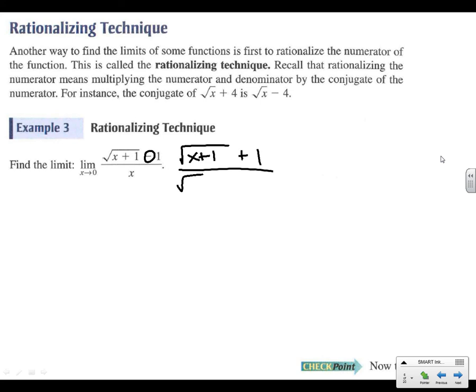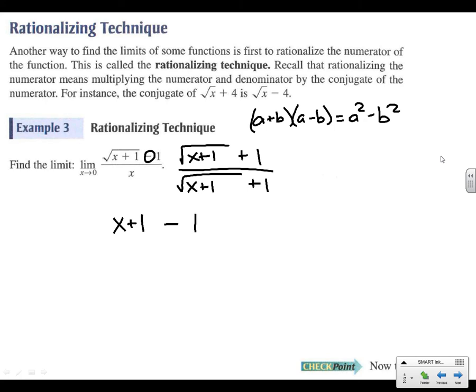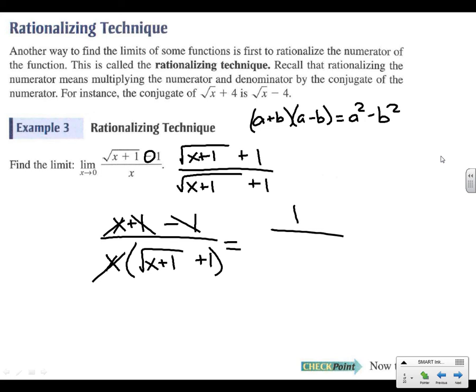All right, we need to do the same thing on the top and the bottom, numerator and denominator. Now the numerator is actually fairly straightforward because remember, a plus b times a minus b is equal to a squared minus b squared. So our a is the square root of x plus 1, so that just turns into x plus 1. And then minus 1 squared, which is just 1, all over. Let's leave this in parentheses. We don't need to distribute this. And the reason why here is that the 1 and the 1 cancel. The x's cancel. And we're left with 1 over the square root of x plus 1 plus 1.